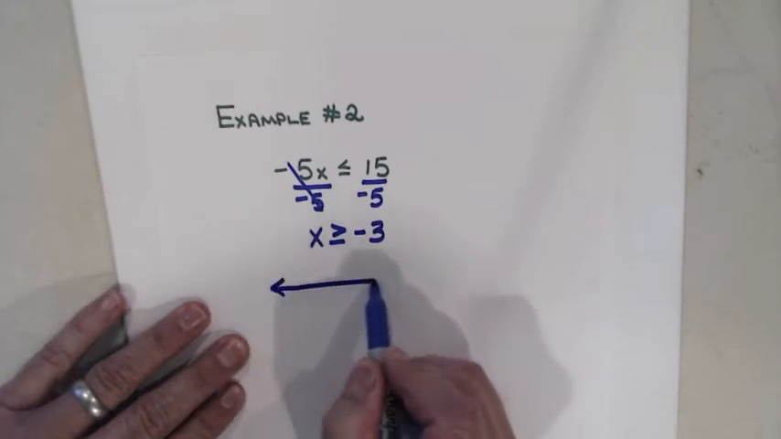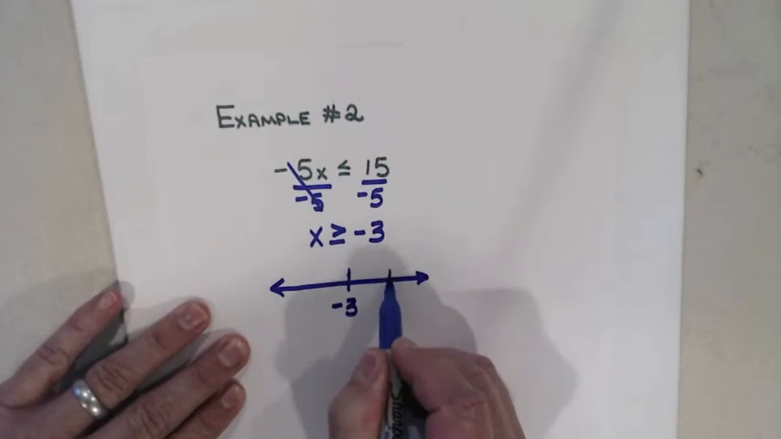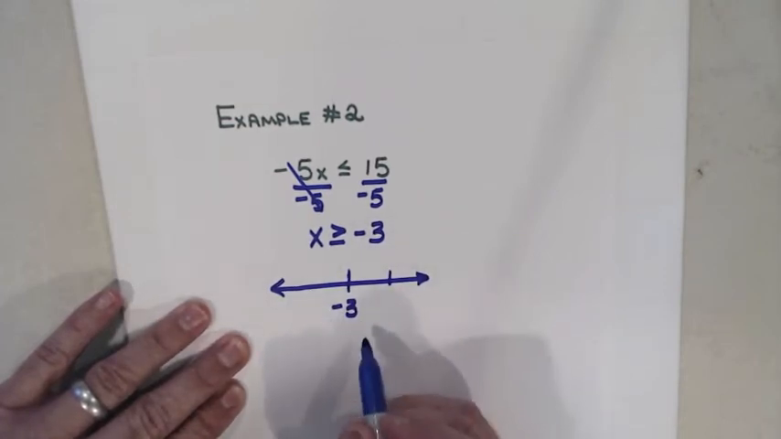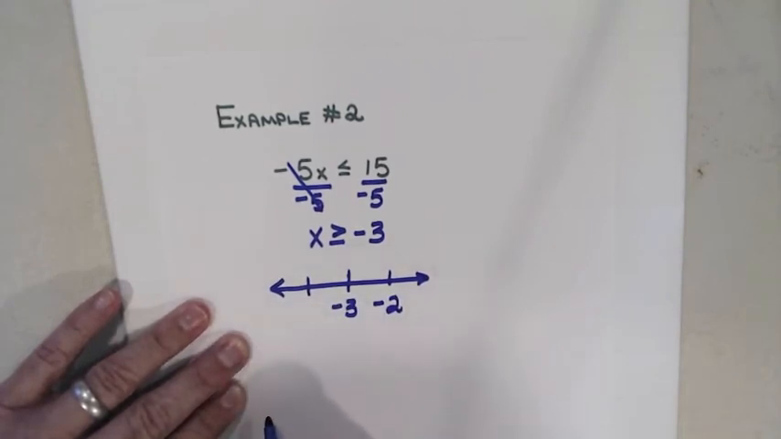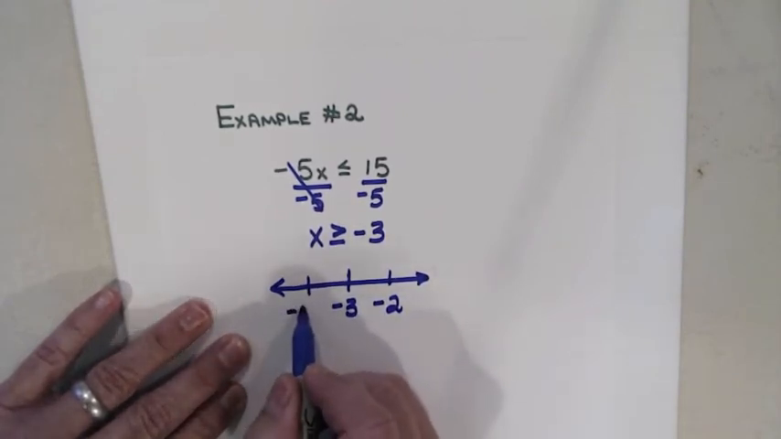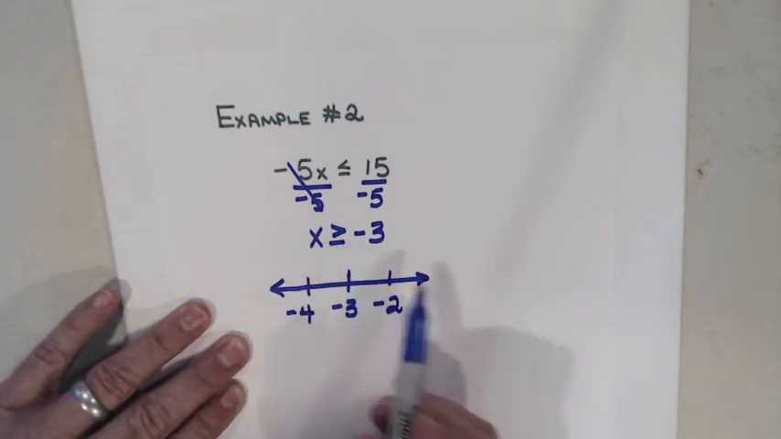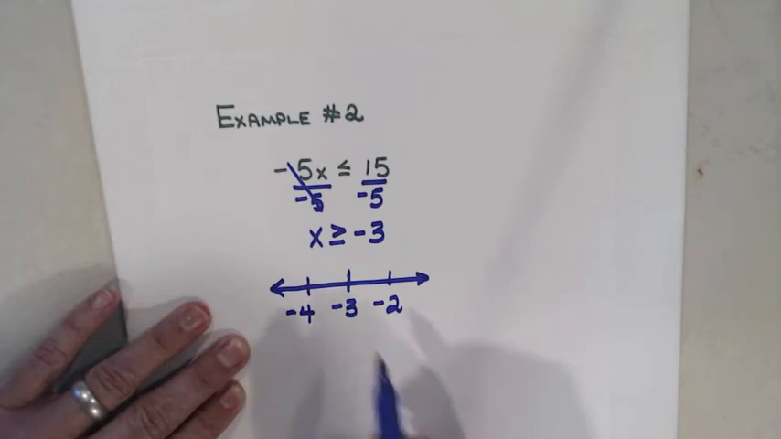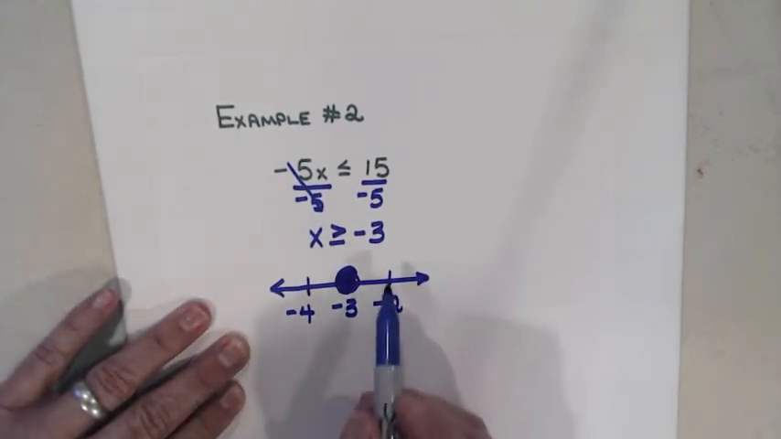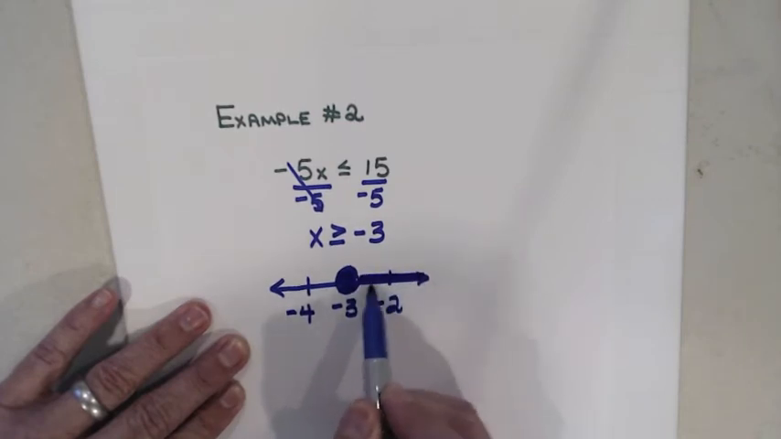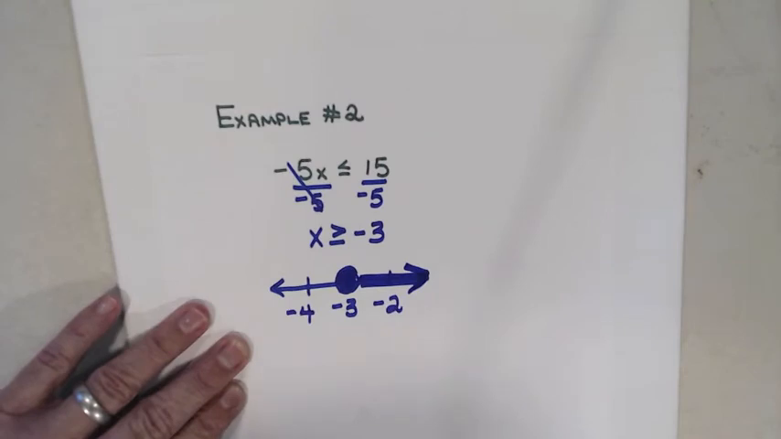They will probably want you to graph these answers on a number line. This number goes in the middle. Numbers on this side are bigger. What's bigger than -3? -2. Numbers on this side are smaller. What's smaller than -3? -4. This symbol is going to determine whether or not I put an open circle or a closed circle. Closed circle on -3. That's my answer. And everything bigger than -3. So I shade everything in that direction right there.